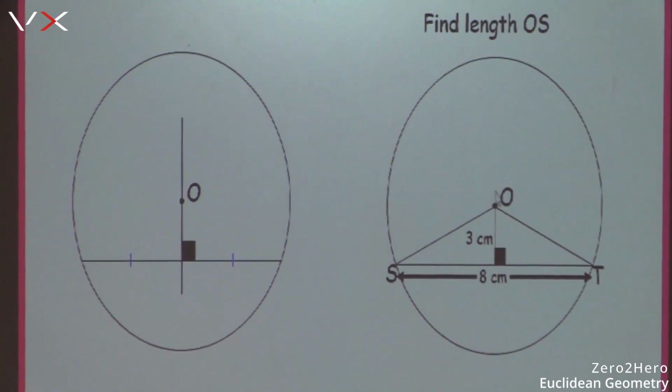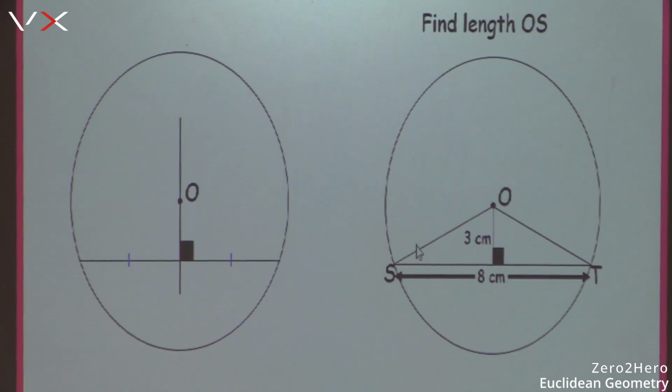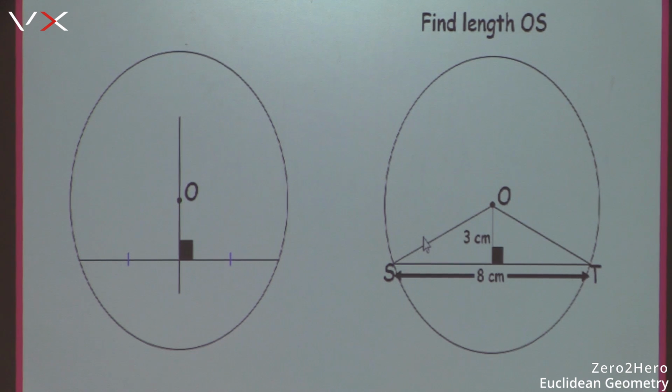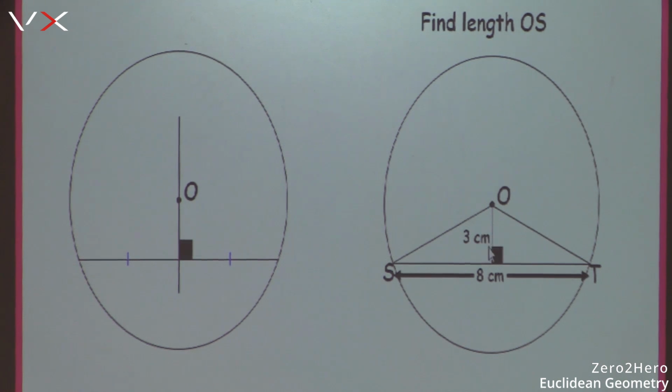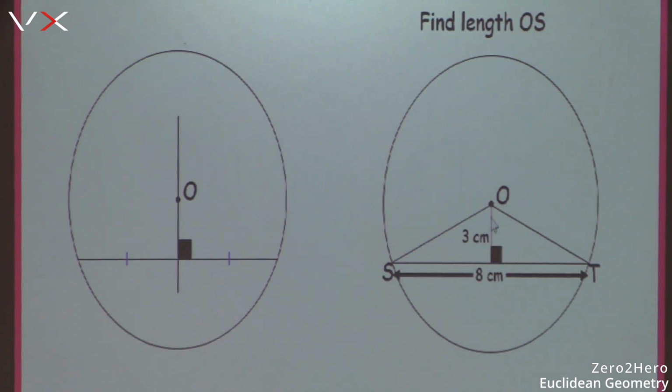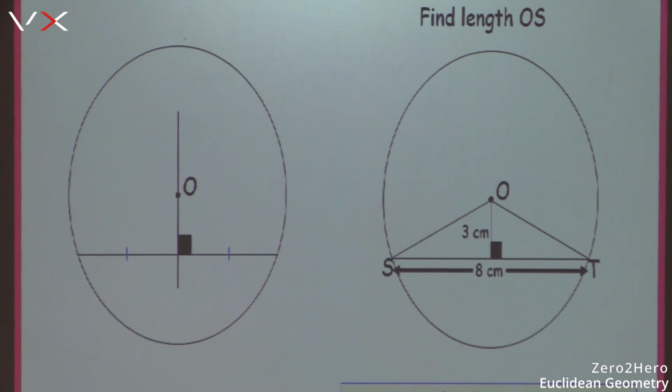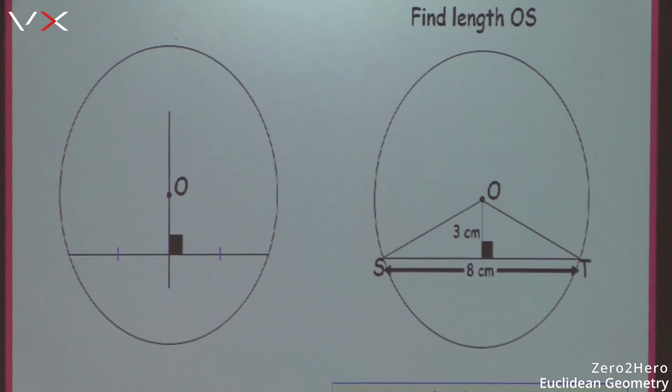How do we go about finding OS? You use your grade 8, grade 9 theorem, Pythagoras theorem, that OS squared is equal to this side squared plus that side squared. If this is 3 squared, this is 4 squared, which is 16. This will give us 25. So SO squared will be 25. Therefore, SO will be 5. So that becomes important, using the Pythagoras theorem, that OS will be equal to 5.